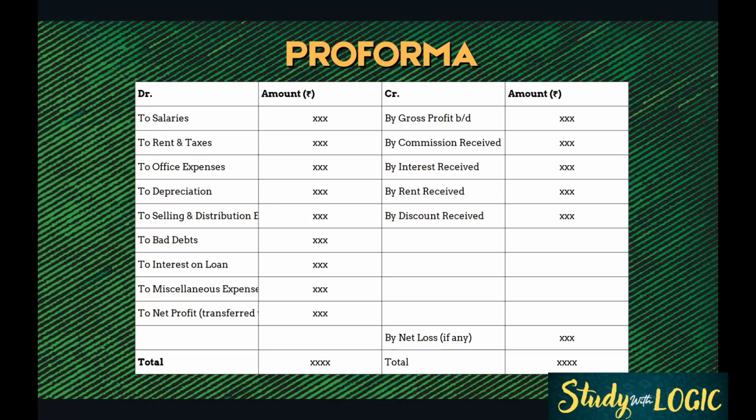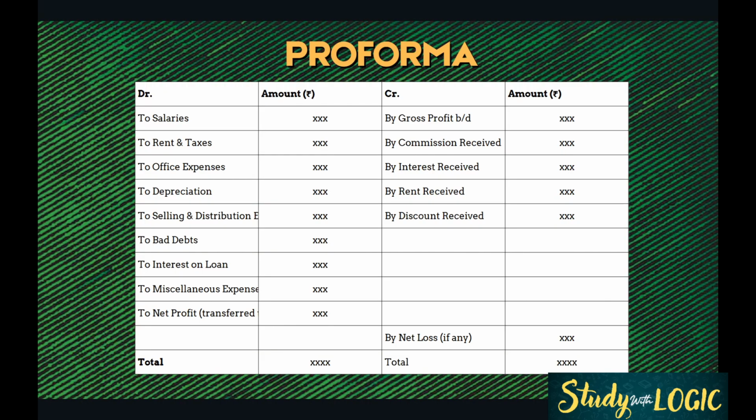Under the debit, you will have gross loss if it has occurred, then salaries, rent, taxes, fire insurance premium, repairs, maintenance, depreciation, audit fee, bank charges, legal charges, discounts if you allowed, carriage outwards, or any other miscellaneous expenses. Everything will be on your debit side.